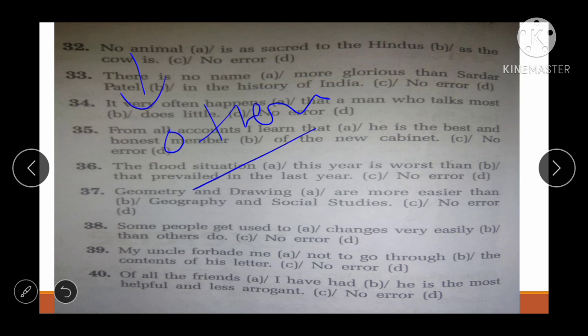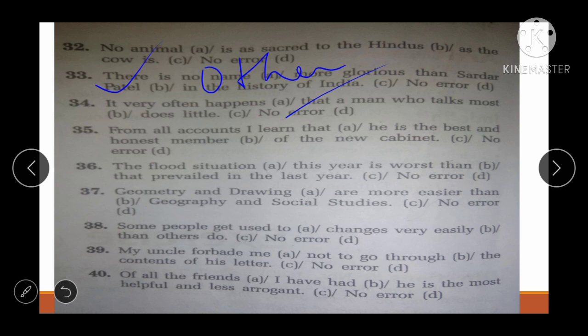Then next one is: There is no name more glorious than Sardar Patel in the history of India. No error. See friend, here also you have to add other. Okay, you have to add other after no. There is no other name. Okay, no other name. All right. So the error is in the A part.